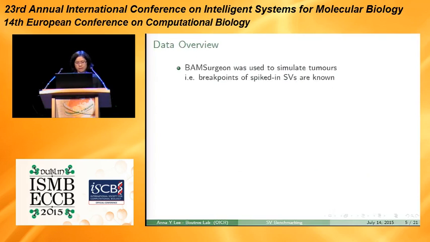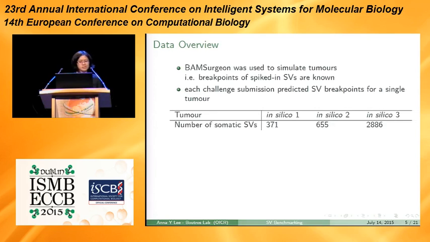for a crowdsourced challenge. So Paul mentioned BAMSurgeon previously, and it was also used to simulate tumors with structural variants. So because it's a simulation, we then know the breakpoints of the spiked in mutations. Each challenge specifies predicted structural variant breakpoints for a single tumor. So I'll briefly go over the tumors that I'm going to be focusing on.